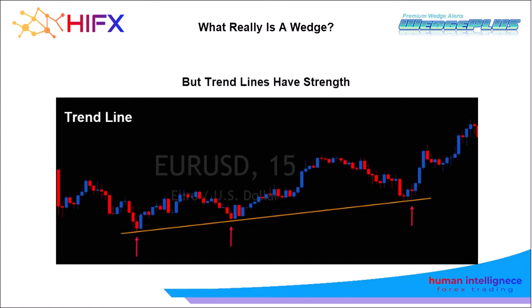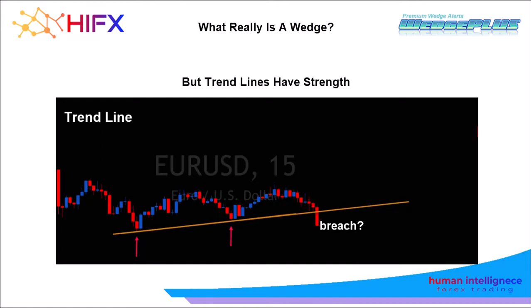I have 2 price points, I connect them. That's a trend line. 2 points, connect them. It's a trend line. Period. So I guess a trend line made of 2 points can be a wedge, top or bottom trend line. And that's correct. But trend lines have strength. So let's look at this example here.